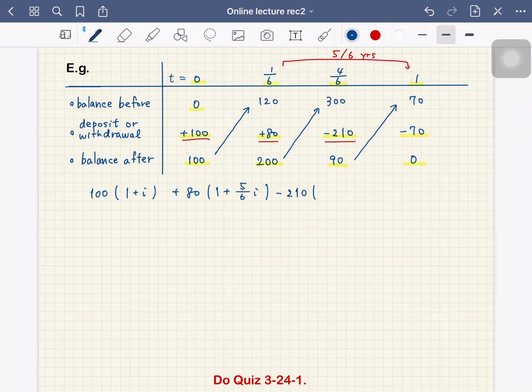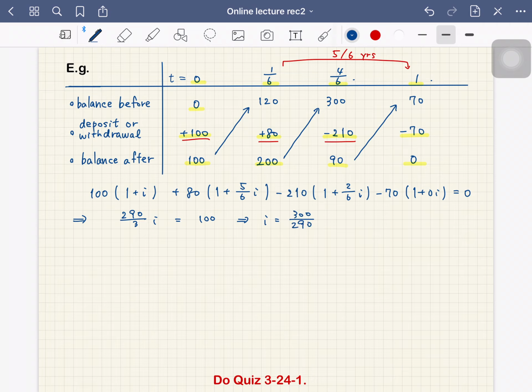Next, withdrawal of $210. So this is a withdrawal, so negative $210 accumulates interest for 2/6 year because it is from time 4/6 to 1. So 1 plus 2/6 i. Then finally negative 70. This is in the account for 0 year because this is a withdrawal at time 1. And finally the balance is 0, so this is equal to 0.